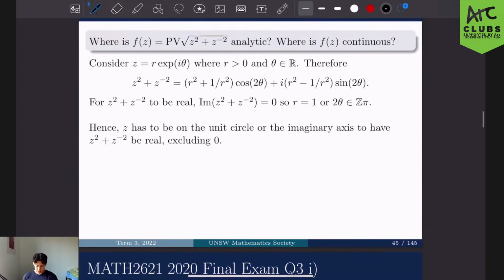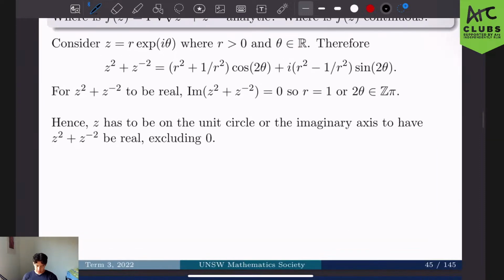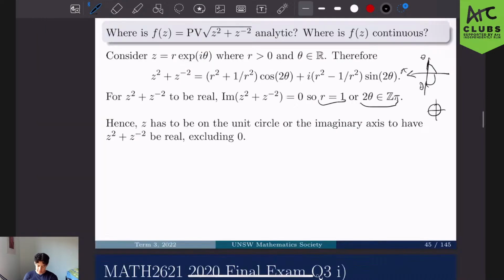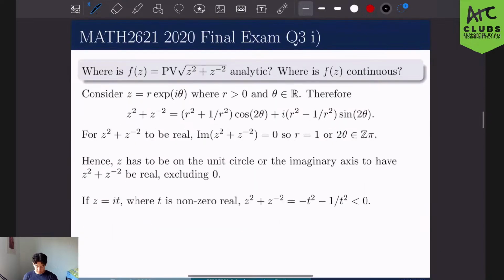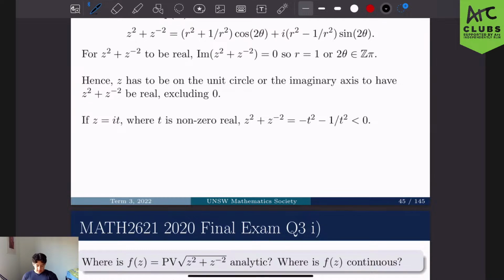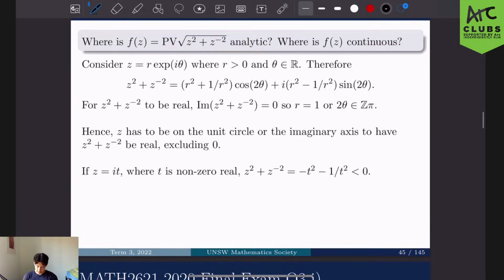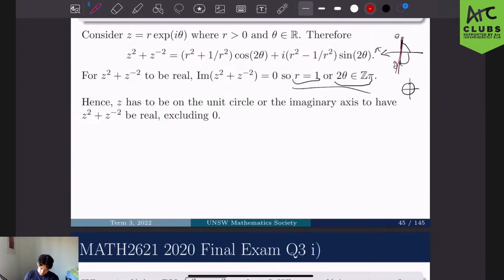Okay, so for it to be real, then it has to be on the unit circle, because r equal to 1 will give us the unit circle, or the imaginary axis. The imaginary axis, because 2 theta has to be a multiple of pi, so 2 theta is going to be on this part of the imaginary axis, or on this. That will satisfy our conditions here to be real. Okay, and if we let z be equal to it, this is the case where it's on the imaginary axis, right?